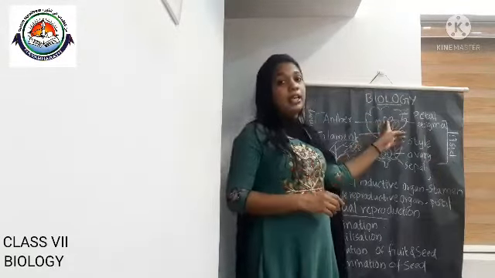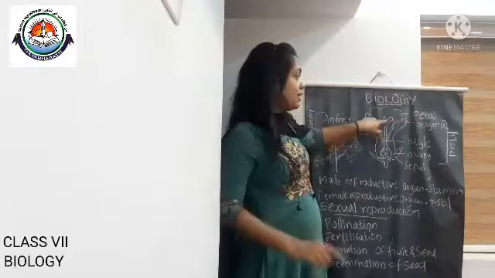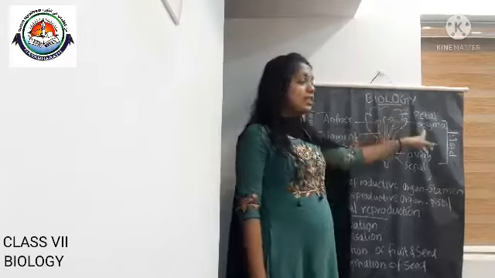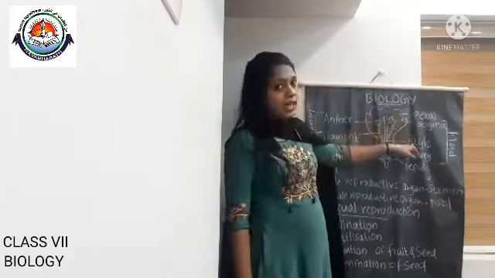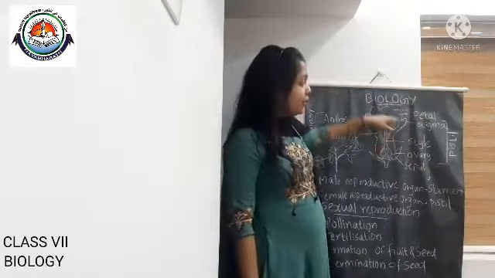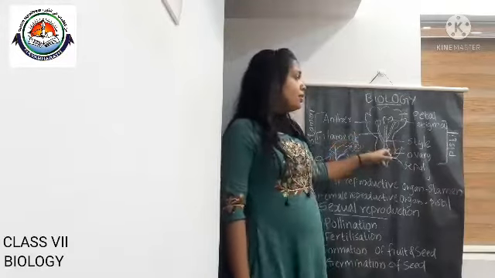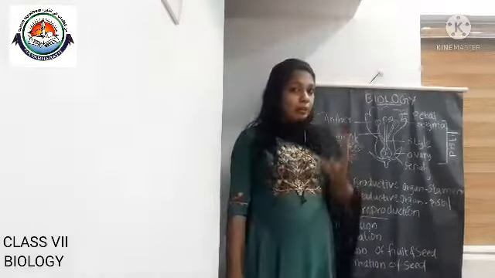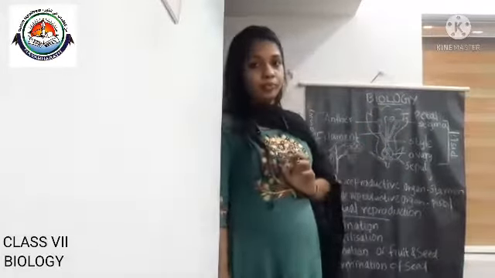Stigma is the top sticky portion. The sticky end of the pistil is called the stigma, and the elongated middle portion is called the style, and the style connects the stigma and ovary. The basal bulbous portion of the pistil is called the ovary.